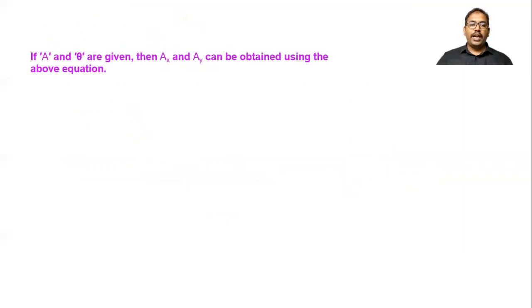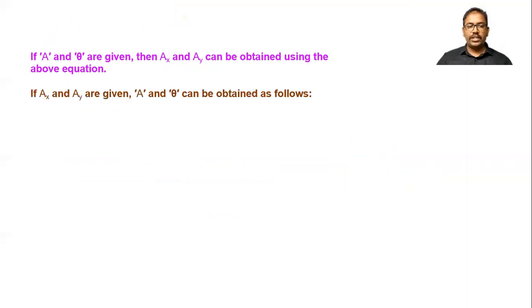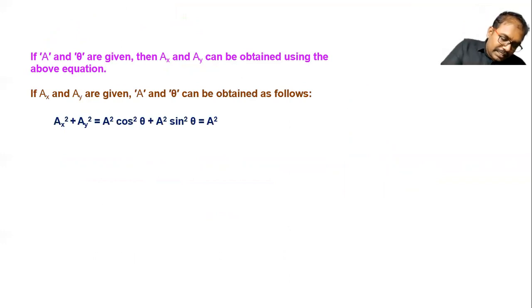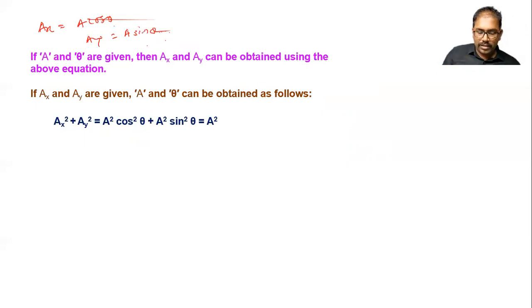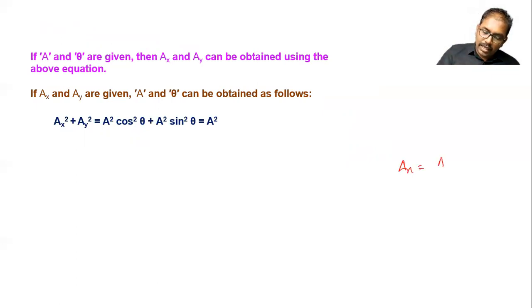If A and theta are given, then Ax and Ay can be obtained using the above equation. Here we can write, you know that Ax is what? A cos theta. Ay is A sin theta. Ax is A cos theta, Ay is A sin theta.